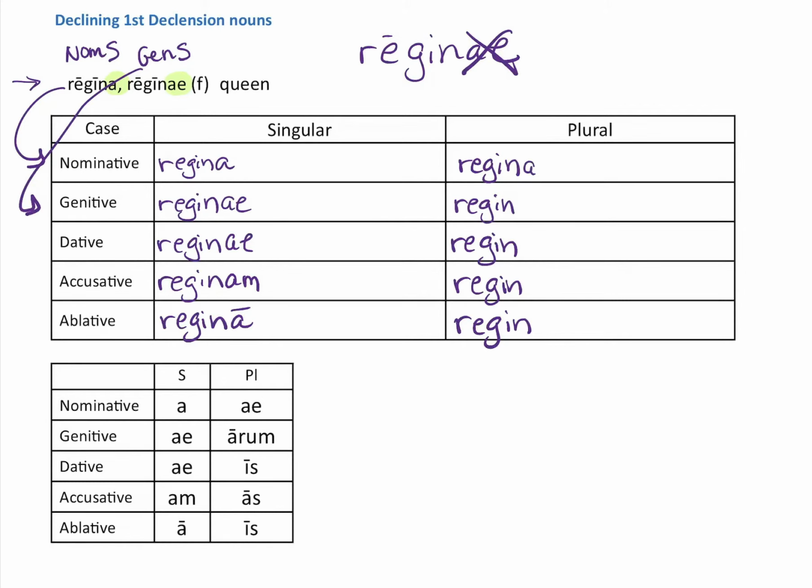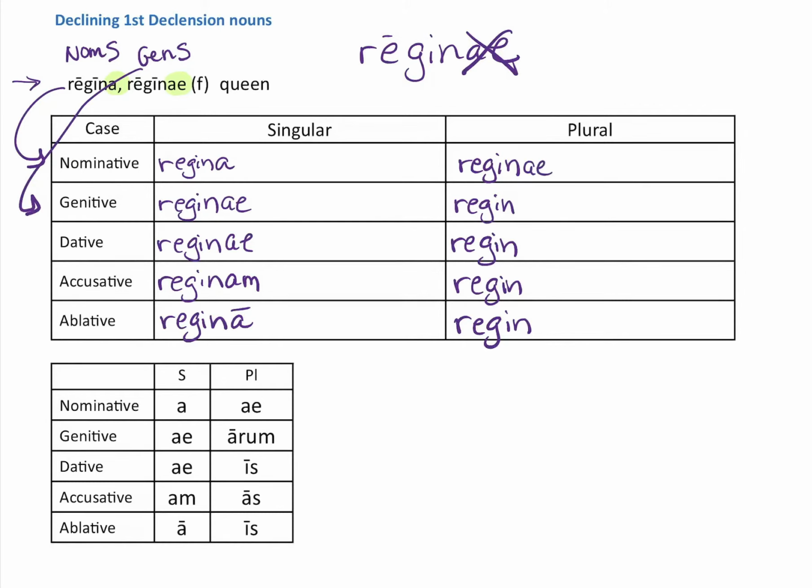And then we have the plural: arum, is, as, is. So these you're going to have to memorize. You will need to know them by your midterm. So: I, arum, is, as, is. I usually memorize them down singular and down plural. That just makes it easier, I think, then you can run through them in your head.